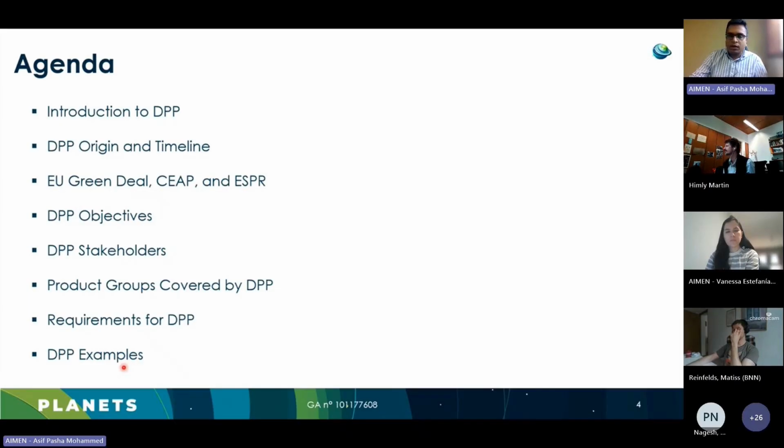So yeah, for the digital product passports, I will be going through the introduction to the DPP, giving you an overview of the definitions, and then the origin and the timeline, historical context, some information on the policy development, and some key milestones in DPP evolution. And then Green Deal, CAP, and ESPR, again some regulatory information, and then I will go to the objectives.